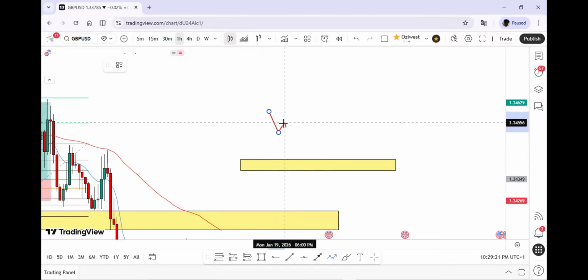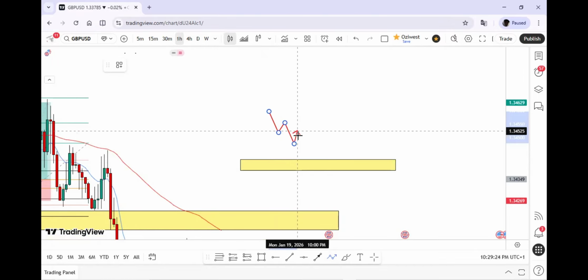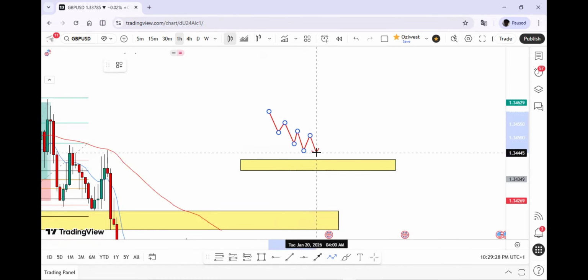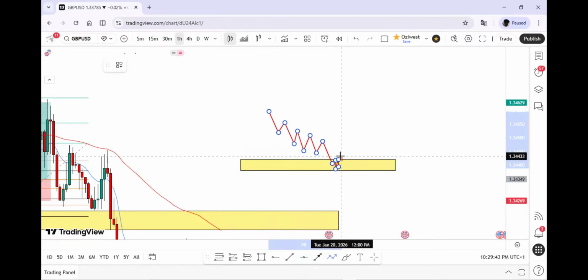The price is coming down, approaching a level of support, and boom, price got to that level of support. On the 4-hour time frame, once I see that price has started to reject that level of support, this time around I'm not looking for an engulfing candlestick. This is another way I approach the market.